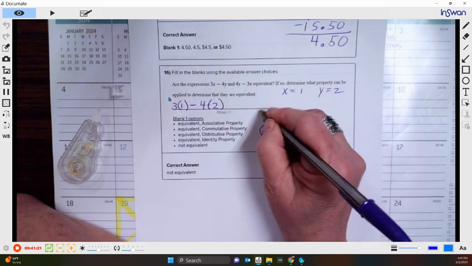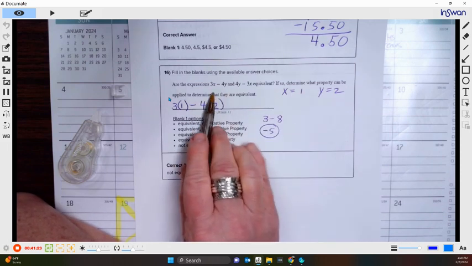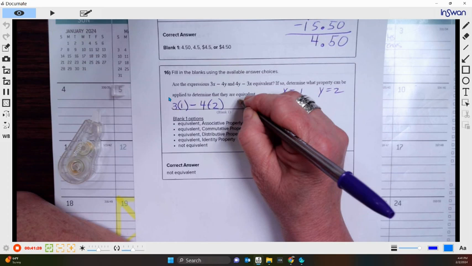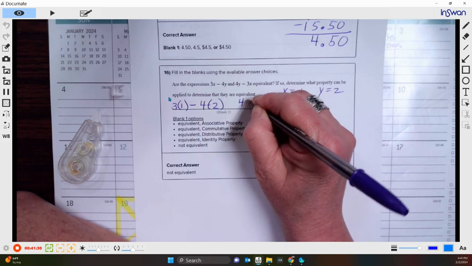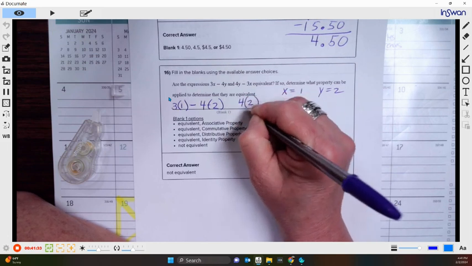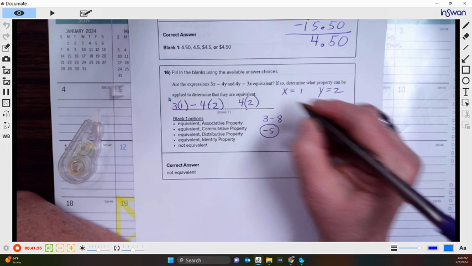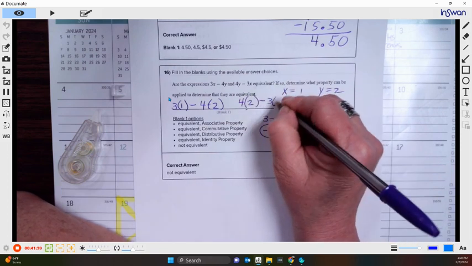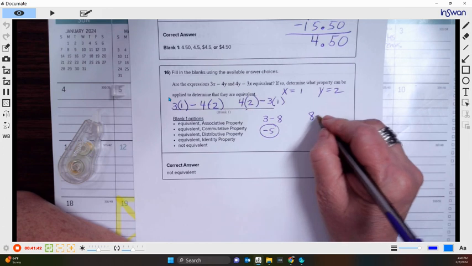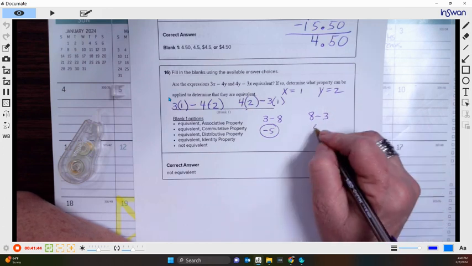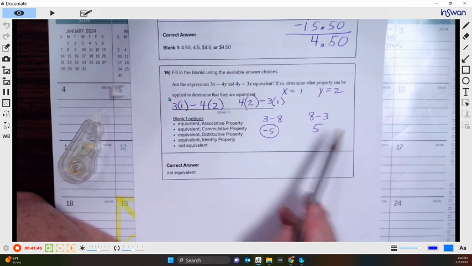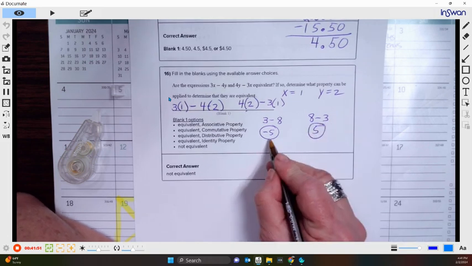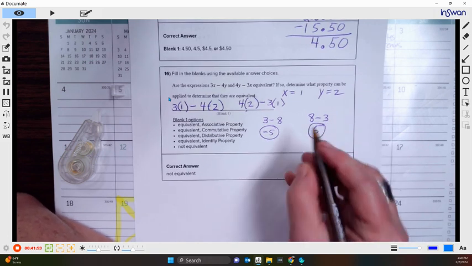That's where I plugged in my x and y. On the other side where I have my 4y and 3x, if y is 2, and I have 4 times 2, that's going to be 8, minus 3x, 3 times 1, that's going to be 3. So 8 minus 3 is a positive 5. So if you look, you're still subtracting, but you're taking the sign of the larger, and a negative 5 is not equal to a positive 5.